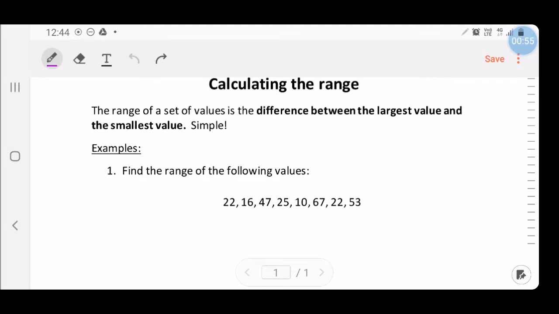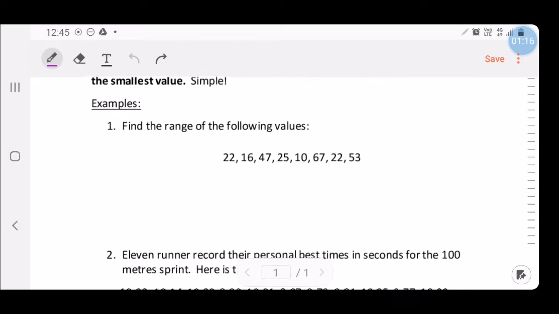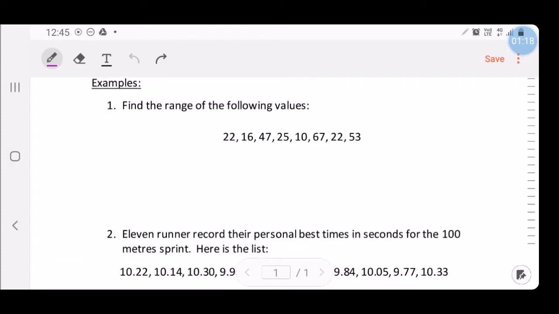So today we're calculating the range, which is probably the simplest of all of those, perhaps with the exception of the mode. That's pretty easy too. So what is the range? Well, the range of a set of values is the difference between the largest value and the smallest value. Done. It is that easy, okay? So we're going to do 2 extremely straightforward examples.